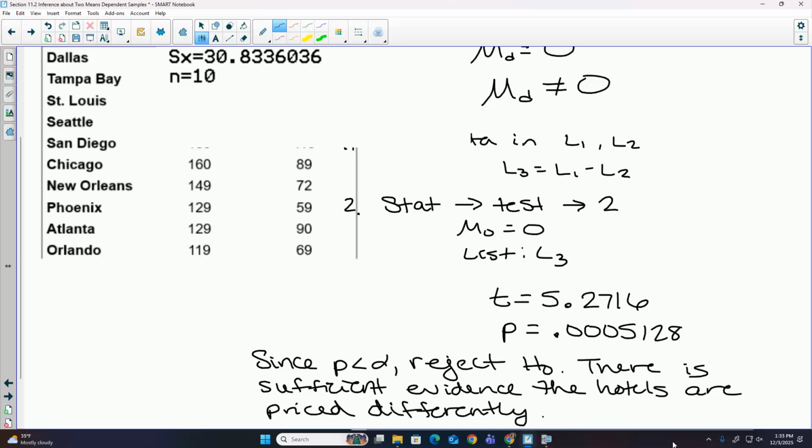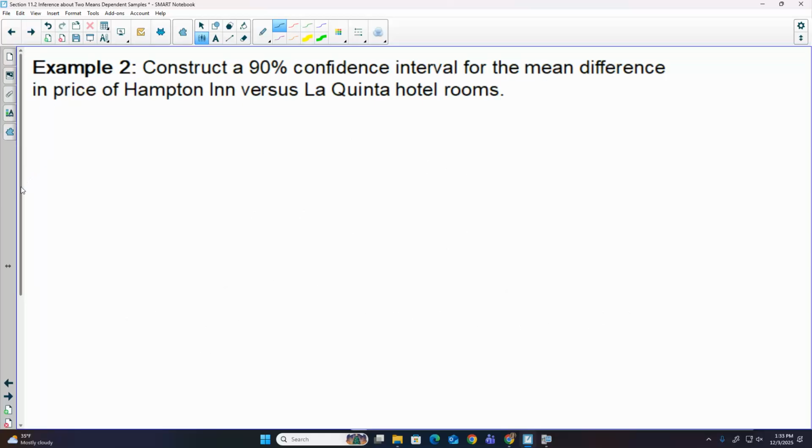Our confidence interval, we can do as well. We've done those confidence intervals. I'm not going to ask you to do them by hand. We're just strictly going to use the calculator. So if I ask you to construct a 90% confidence interval for the mean difference in the price of Hampton Inn versus La Quinta hotel rooms, we already have it all entered, and we already have our null and our alternative from the previous example. So this one we go to stat tests number 8, the t-interval.